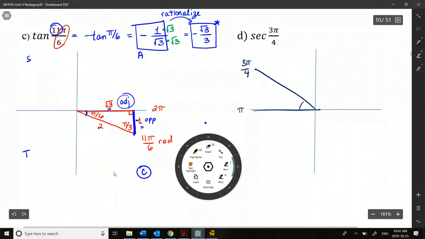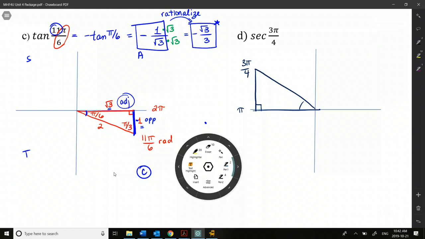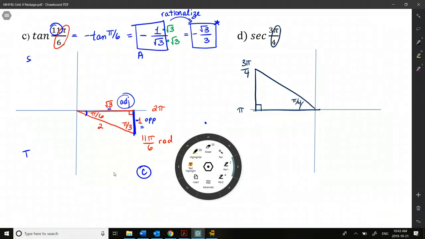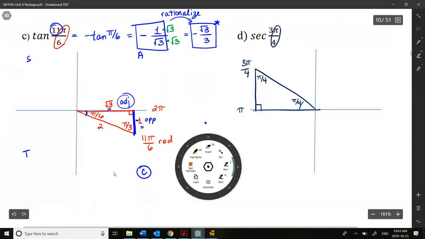This is pi. We're going to make our right angle with the closest horizontal line or x-axis line. What's the reference angle? Is that great? So it's 1, 2. What's the reference angle here? Yes, it's pi over 4. That's the measurement inside here. So I'm using the pi over 4, pi over 4, pi over 2 triangle.